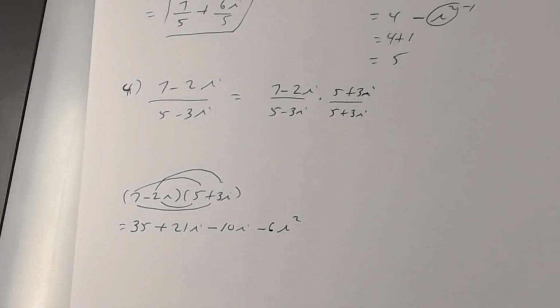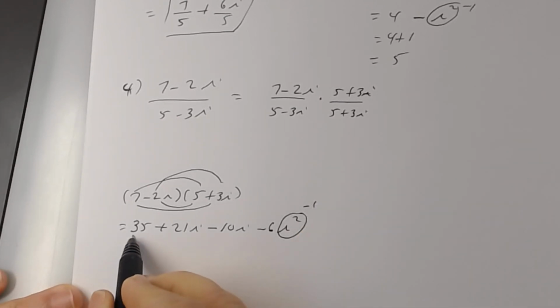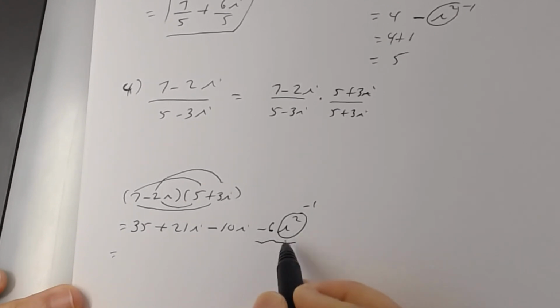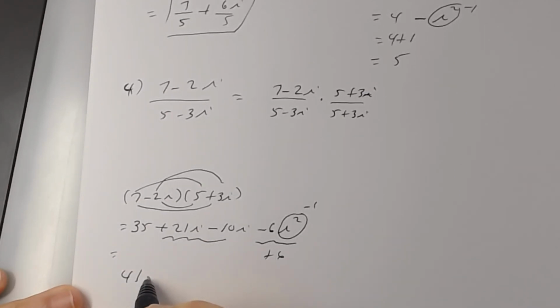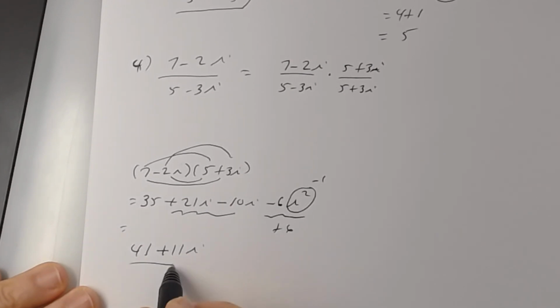Very good, -6i squared. But then you have to also remember that i squared is -1. So this becomes 35, and then what? What is this right here that I'm circling? -6 or plus 6? Plus 6. So what's 35 plus 6? 41. Okay. And then what's a 21i and a -10i? And let's rewrite the numerator in standard form. So is this standard form? Yes. So that's my numerator.